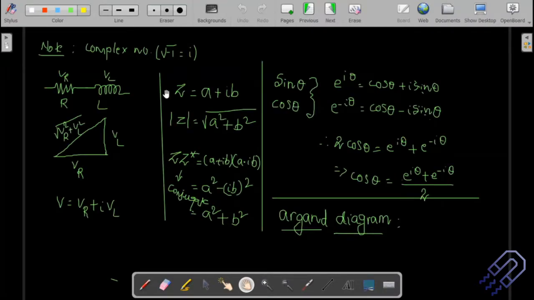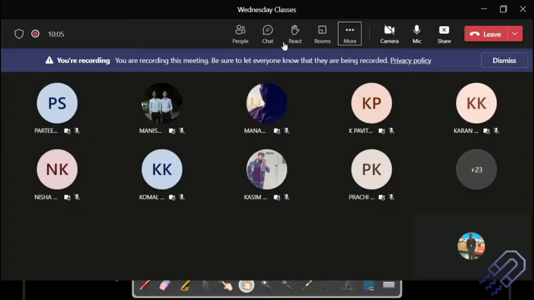Before we start, let me just do a quick revision of complex numbers. You can write it even if you don't write it, it's fine, because I hope all of you just remember this. It's not very complicated.